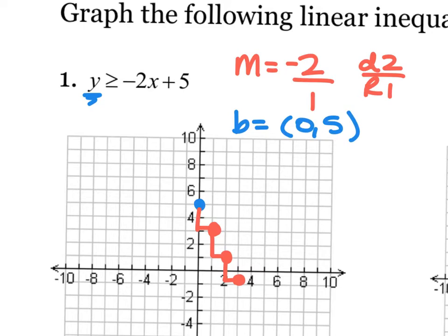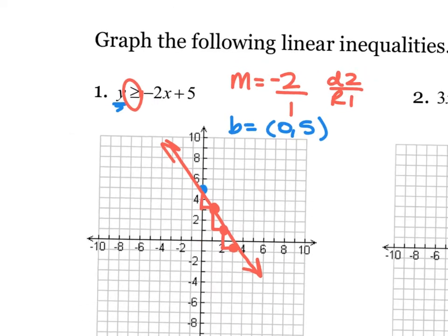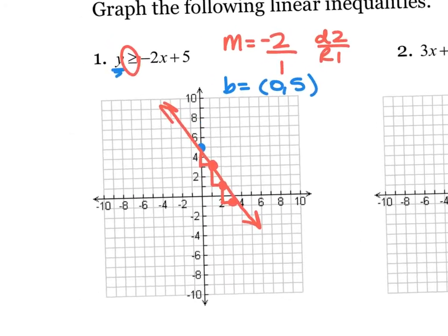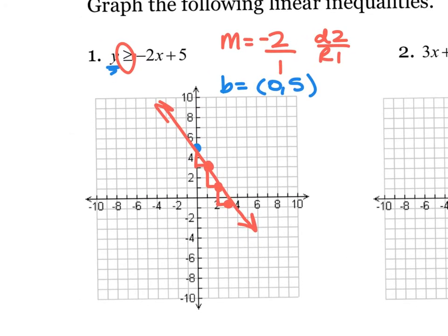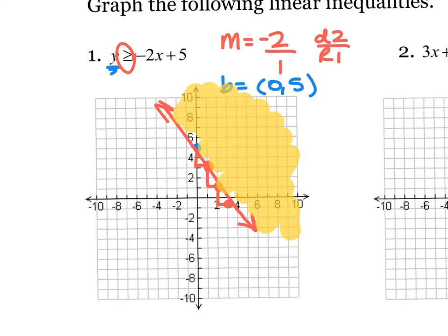This is going to be a solid line because this inequality is underlined, so we're going to draw a nice straight line through our points. And now we have to shade. Shading this is a greater than, so I have to shade above the line. So I'm going to shade up here. There it is, guys. Let's do another one.